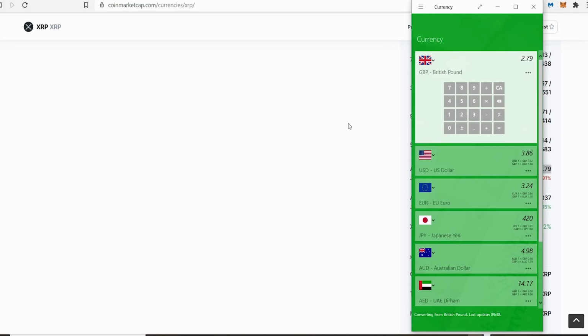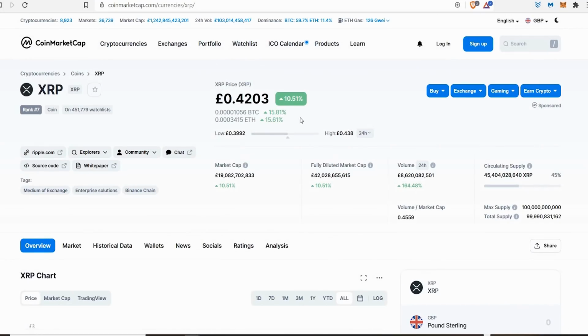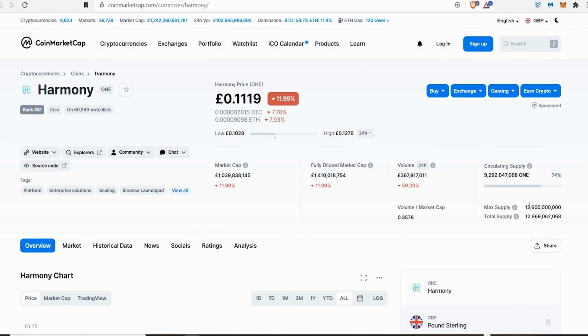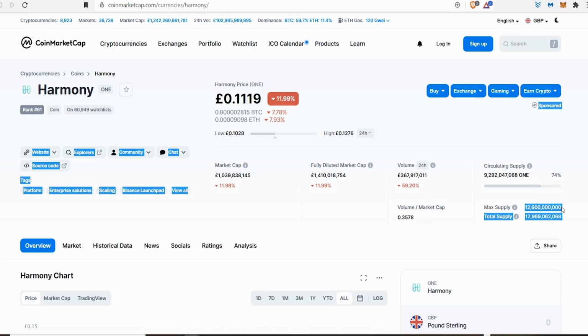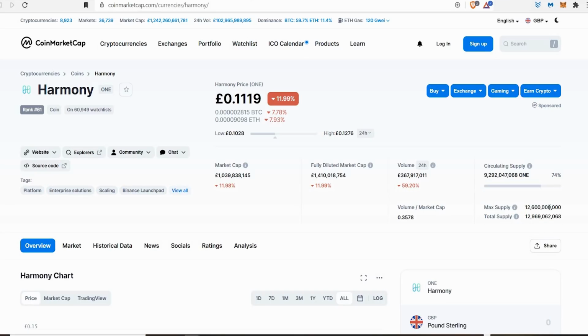$3.86. If a coin with 100 billion supply can hit this high, $3.86, I have to believe that Harmony, with less of the supply, more scarce, right, can go 3, 4, 5, 6, 7 times the price, because it's 7 times more scarce.